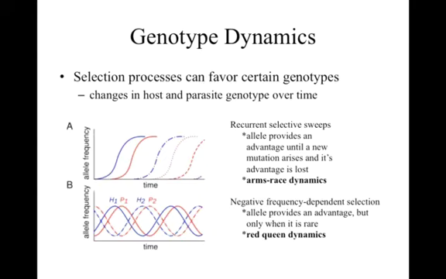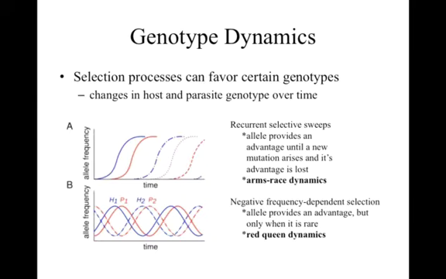And so what you see here, maybe the blue is our host and the red is our parasite. The host will evolve some form of resistance, a resistance allele that's effective. It'll sweep through the population, but then the parasite will evolve some way around it, and that particular allele will sweep through the population, and then the host will evolve some new way of dealing with that new parasite, and that'll sweep through, and then we'll get these continual sweeps. And this is what we call arms race dynamics.